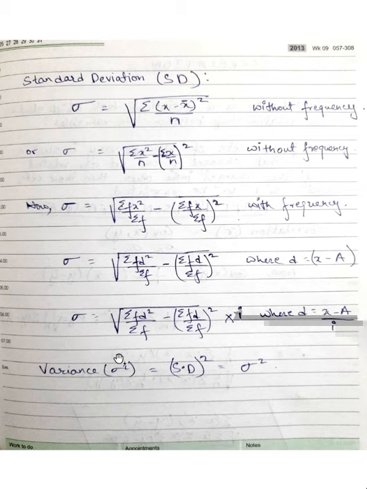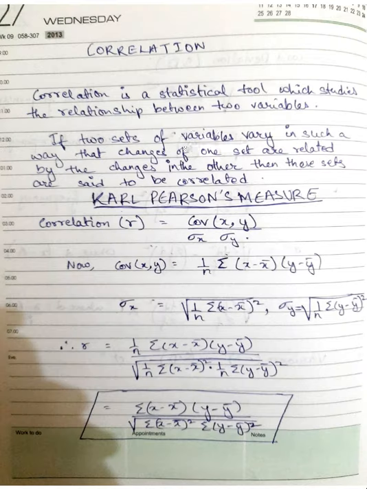Now variance, denoted as sigma square, is the square of the standard deviation, or is given by the SD whole square. What we have to do is square all these things up to get the variance. We just have to remove this square root by squaring it, and we get the variance. So this is for the standard deviation.